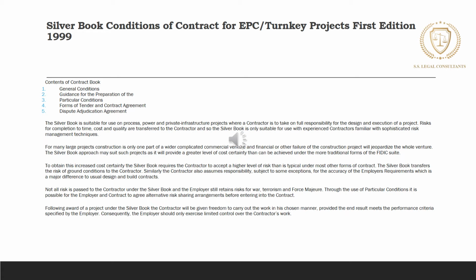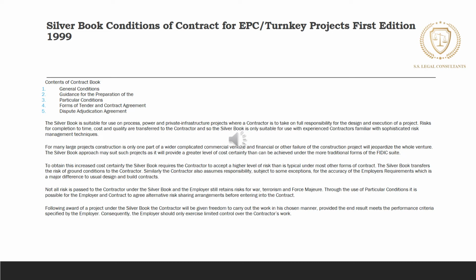It is used where certainty of price and completion date is important, and it allows the employer to have greater certainty as to the project cost, as the contractor assumes greater time and cost risk than in the Yellow Book. So it is used for privately financed build, operate, transfer projects.